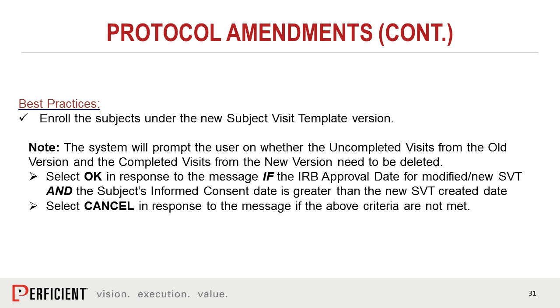And if you select cancel, what's going to happen is all of the new version visits are going to be appended to the existing visits view, and no visits are deleted. Then the user can manually delete what doesn't apply to that subject. But the system, based on the proper setup, is going to, in the first scenario, delete and hide the things that are not relevant to that subject based on what you've entered for informed consent and in the new version for that particular subject.